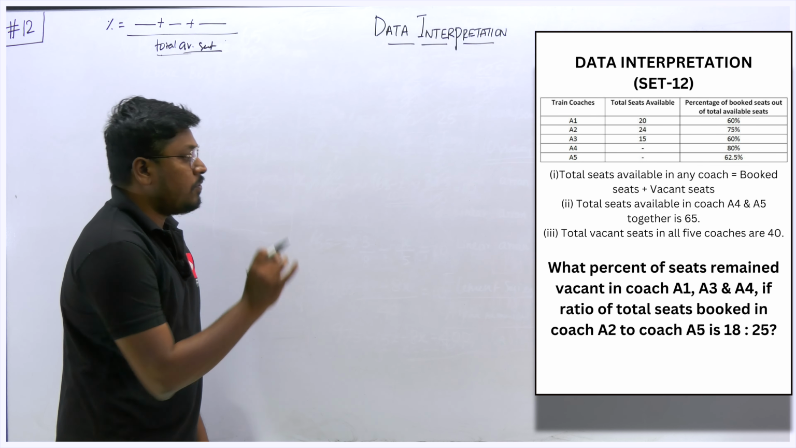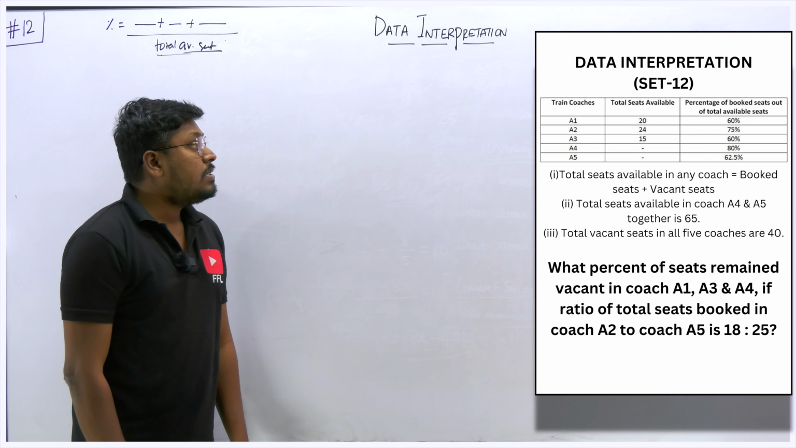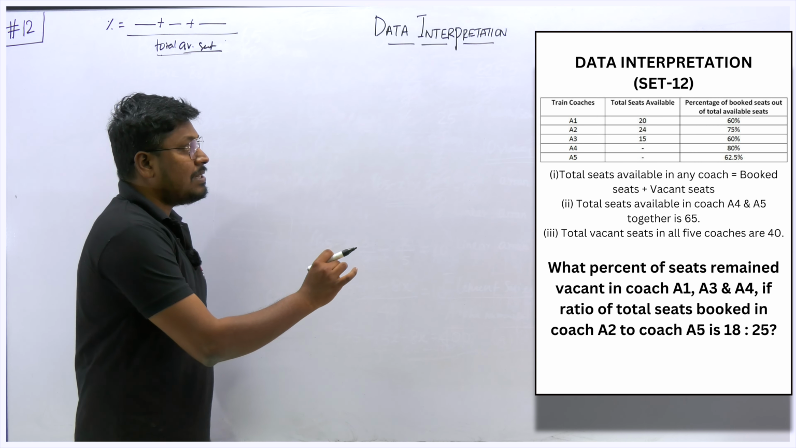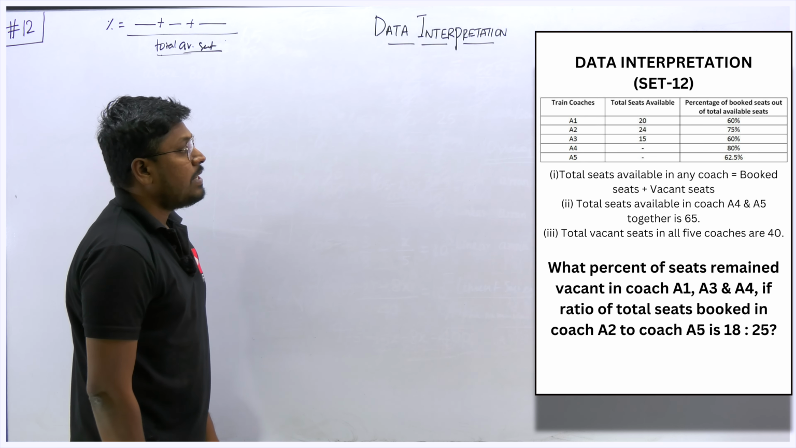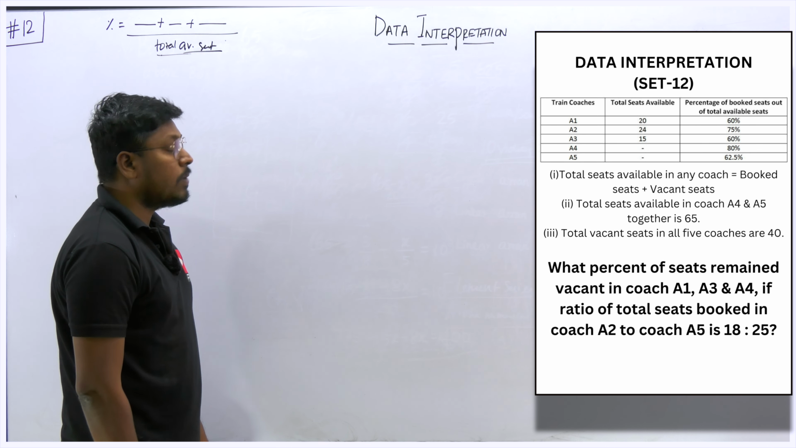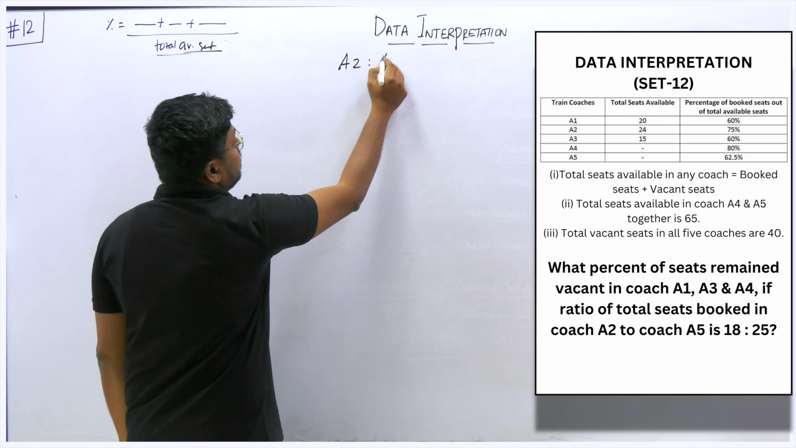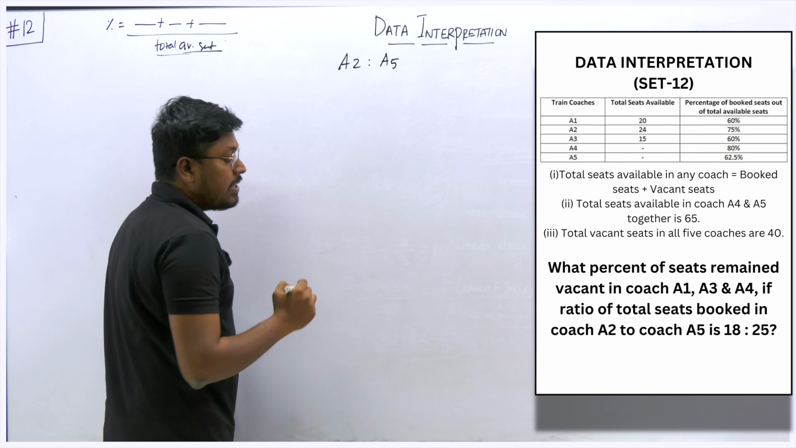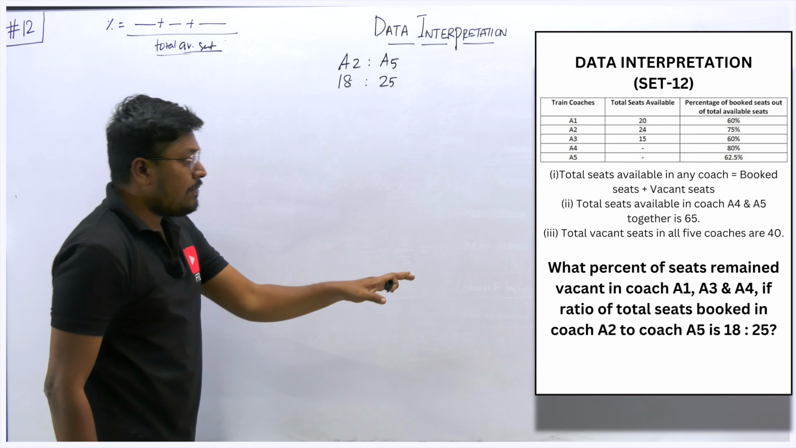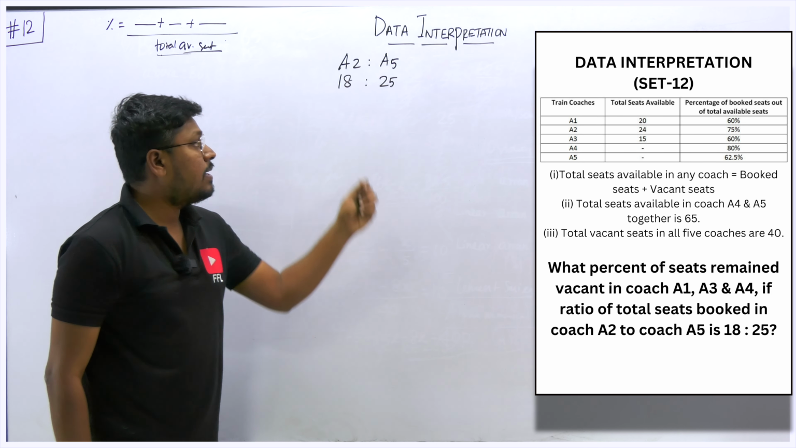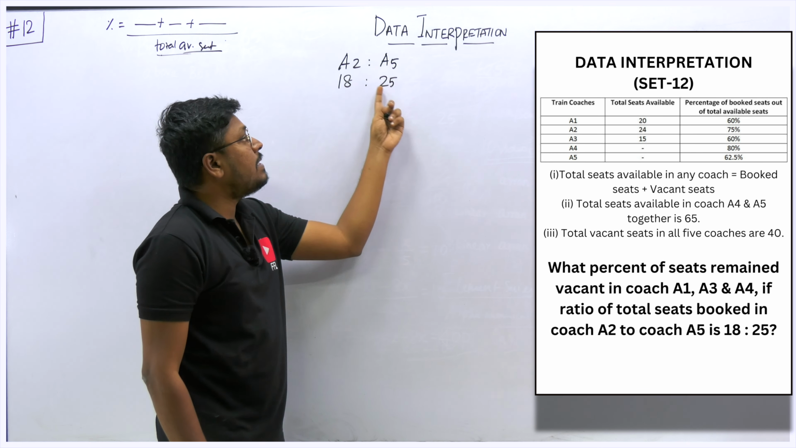The ratio of total seats booked in A2 to A5 is 18 is to 25. So for A2, we know the available seats as well as the booked ones. But for A5, the percentage value is not given. What they have given is the ratio for A2 and A5, which is 18 is to 25. This 18 is to 25 is the total seats booked, right? So A2's booked seats are 18 parts, and A5's booked seats are 25 parts.